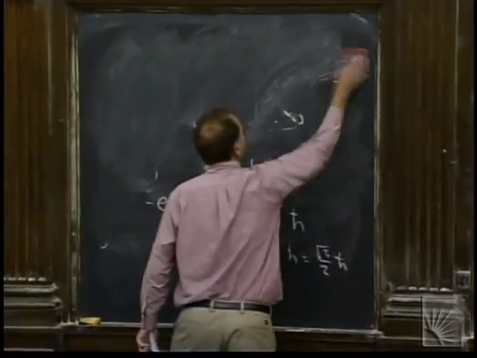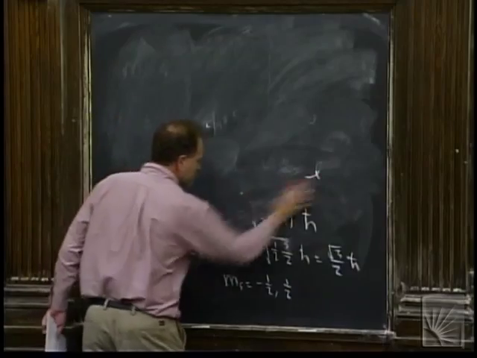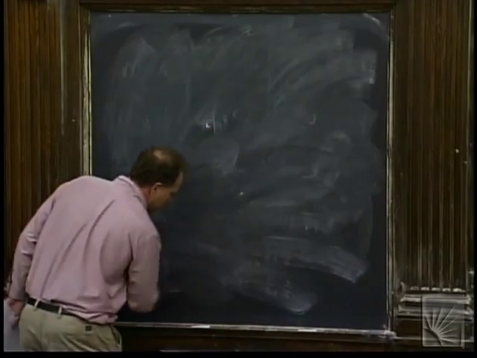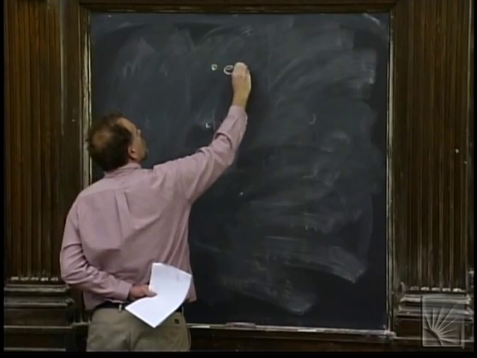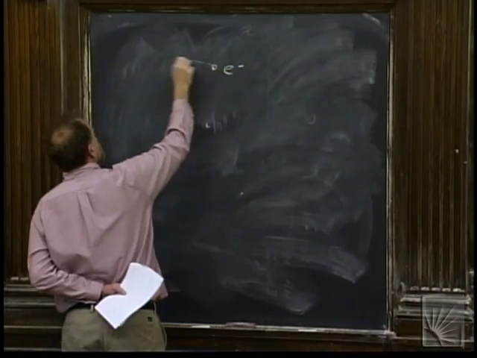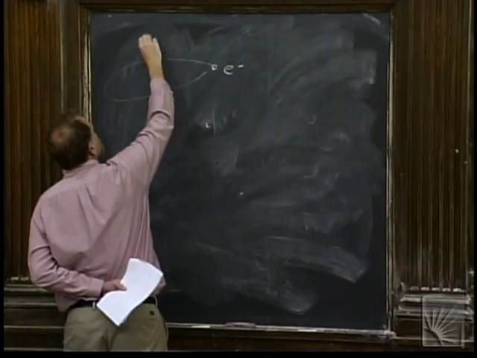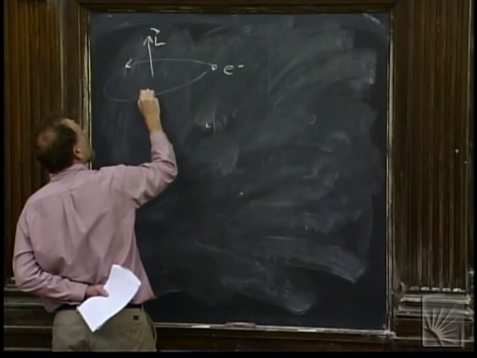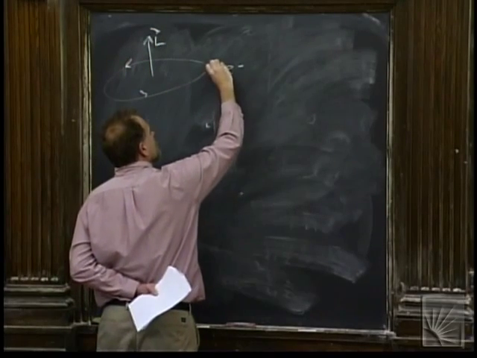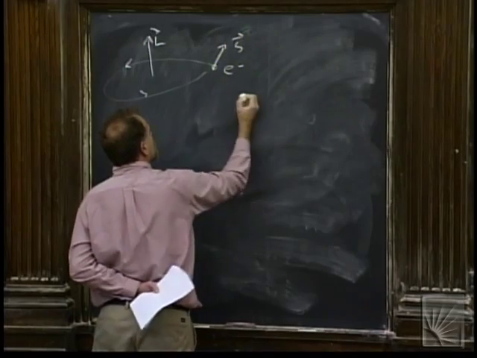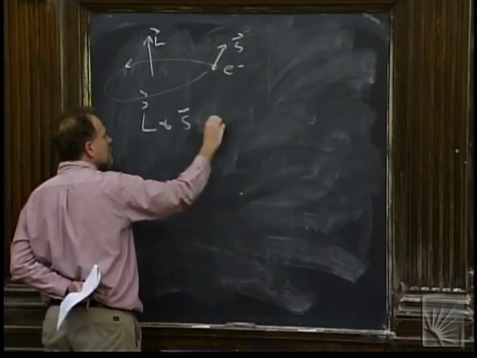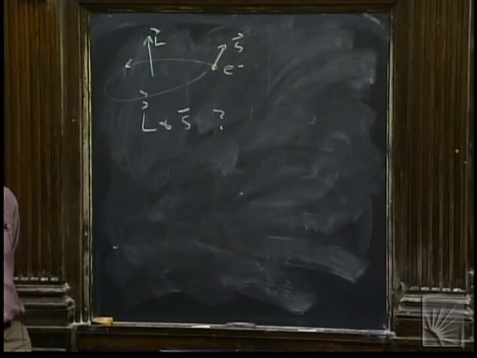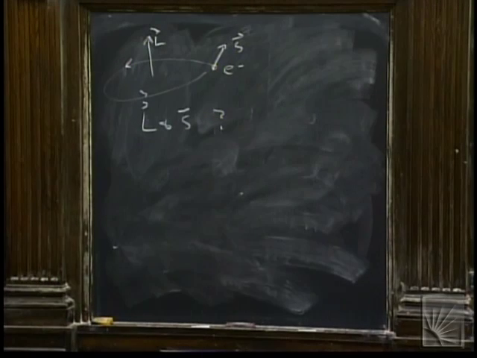Now, the fact is that if I have the electron whizzing around in an atom, there's L, and it also has S. What do I do with L and S? As you can maybe anticipate, it's not totally simple, okay?